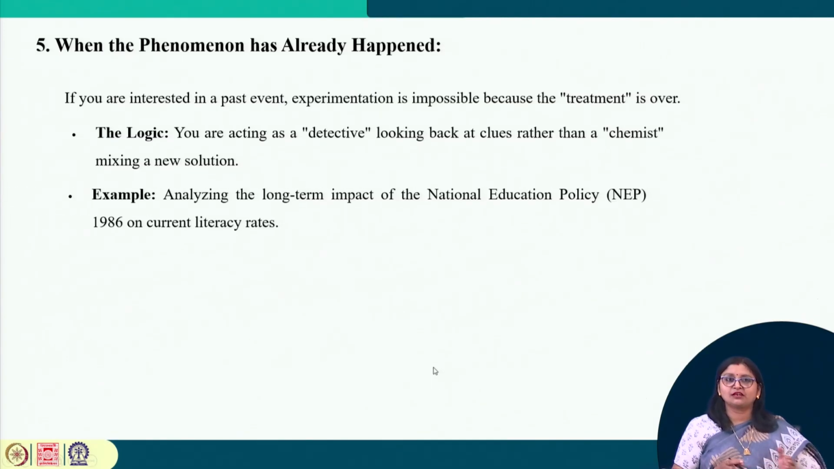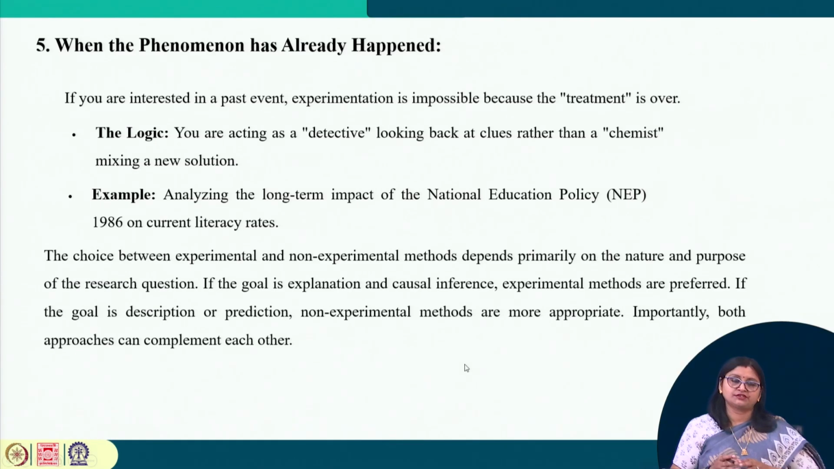So, if you take the example of analyzing the long term impact of NEP 1986 on current literacy rate, or NEP 2020 after 10 years, we can study that. So, we can go ahead with this non-experimental research.